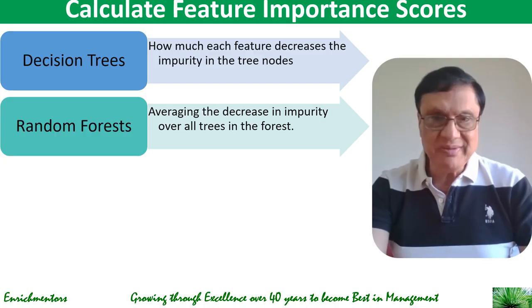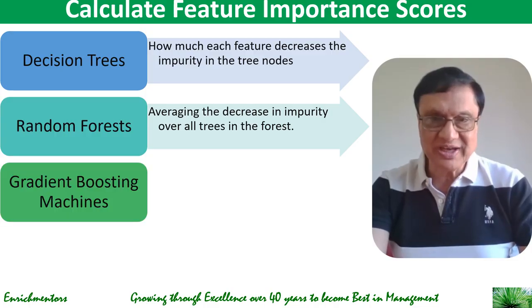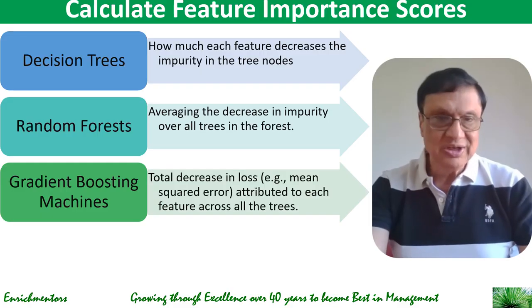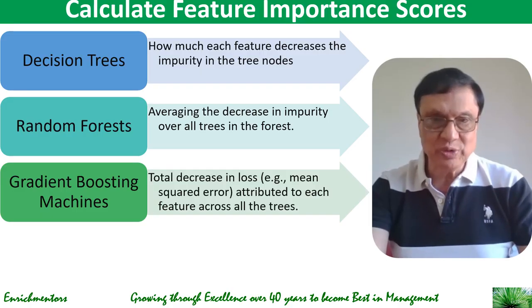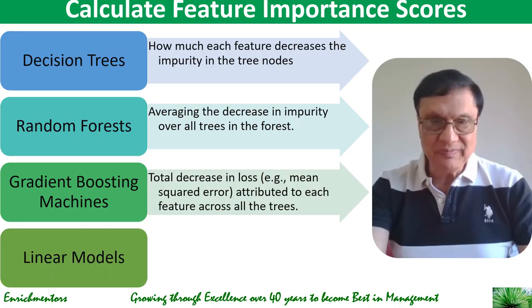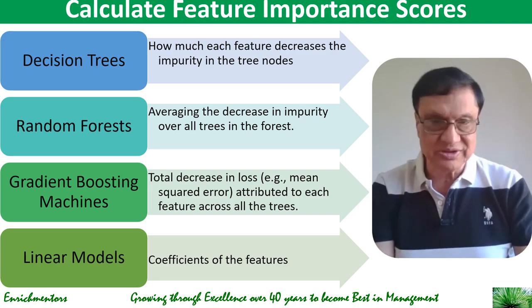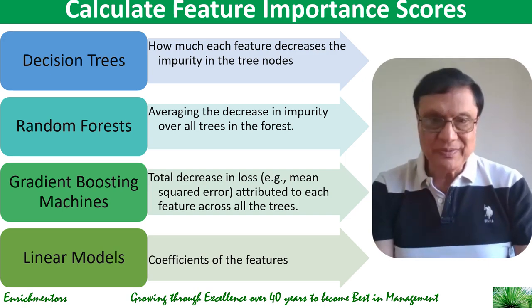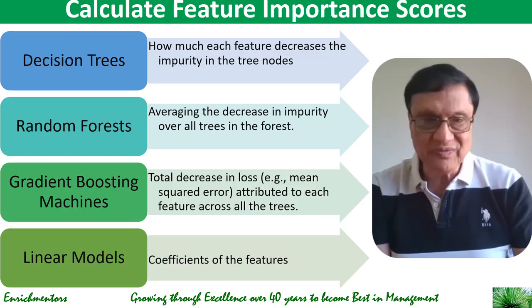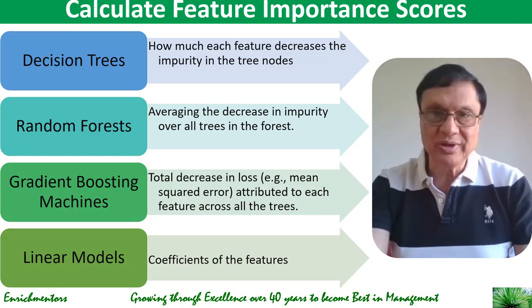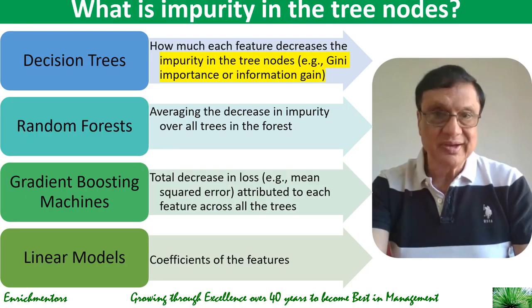Then for the GBM algorithm, feature importance can be calculated by the total decrease in loss, which you can say is the mean squared error, attributed to each feature across all the trees. And in the linear model, we can directly indicate the importance: the importance is represented by the coefficients of the features in the linear model. So that's how you can calculate the feature importance score.